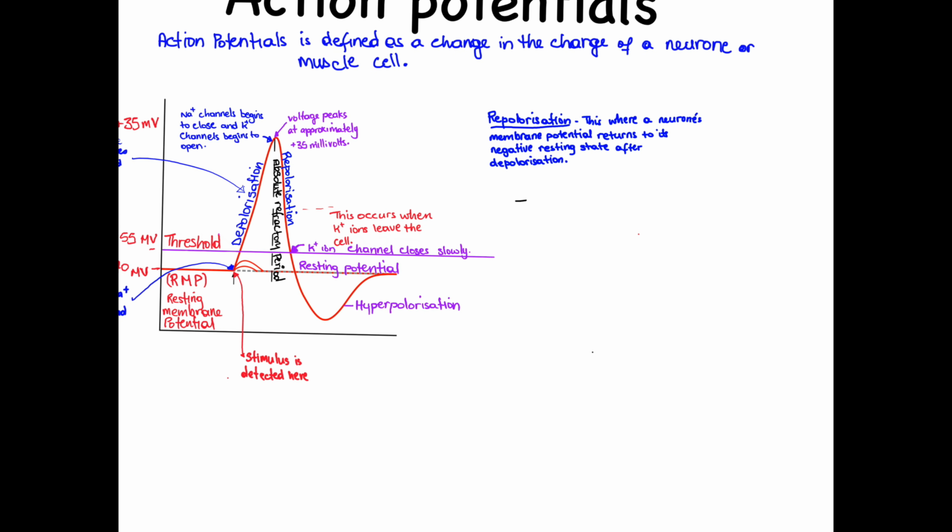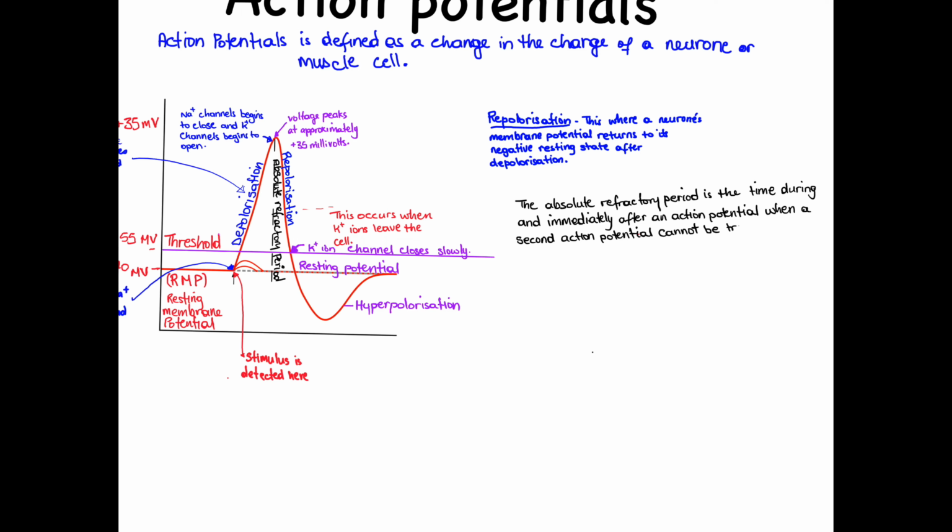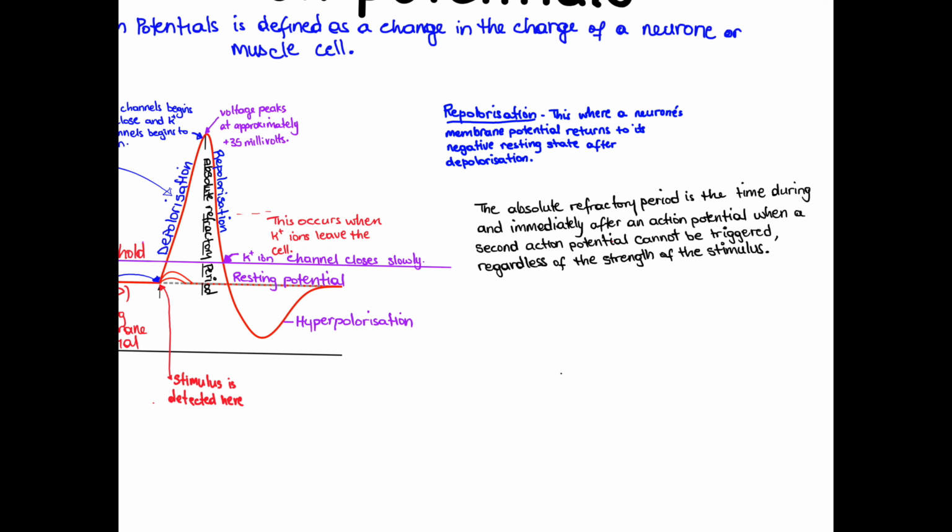Now the next stage, from the peak all the way down the center of the graph, so between depolarization and repolarization, you have the absolute refractory period. The absolute refractory period is the time during and immediately after an action potential when a second action potential cannot be triggered, regardless of the strength of the stimulus.